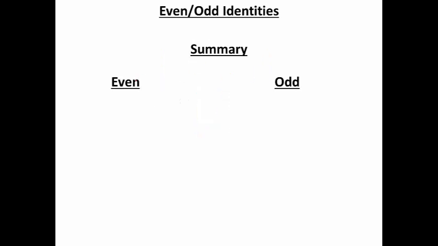So, for even functions, cosine: I can write it like this. If I plug in a negative angle to a cosine, feel free to just ignore that negative. Drop the negative completely. You don't need it.